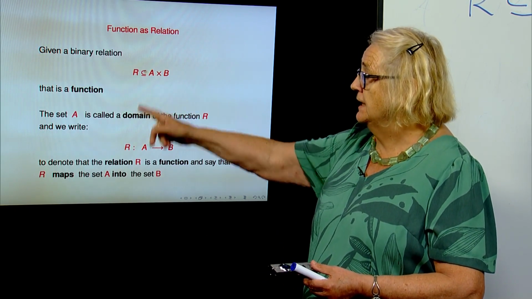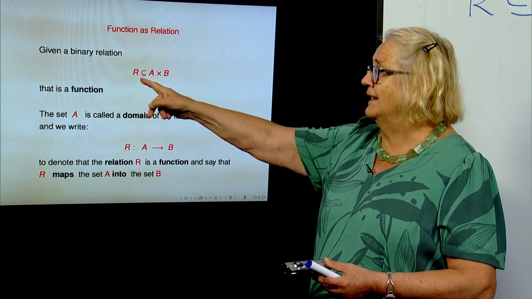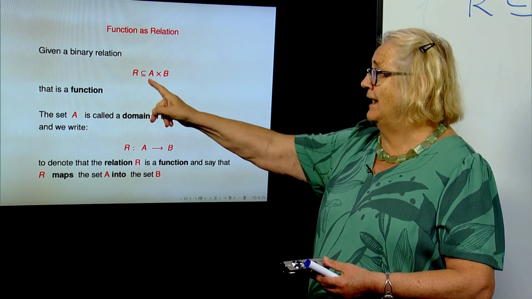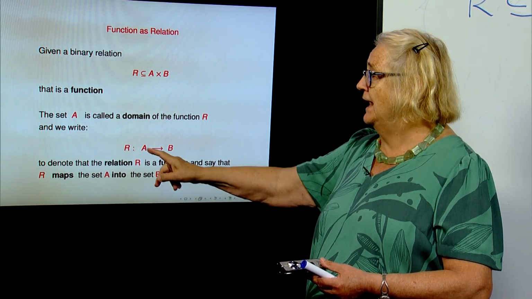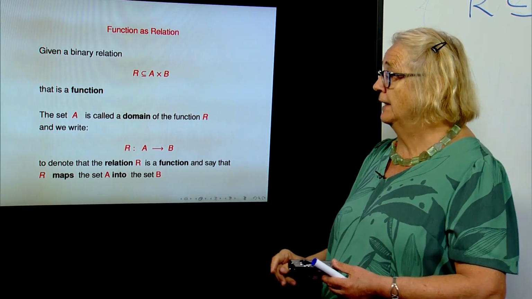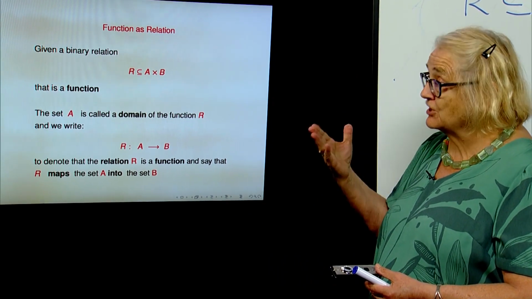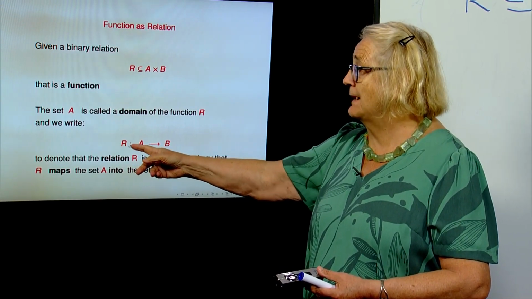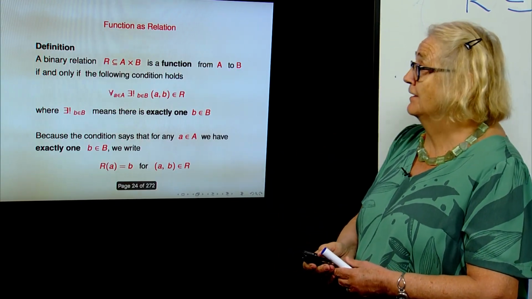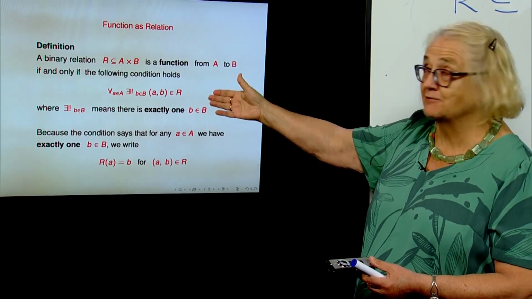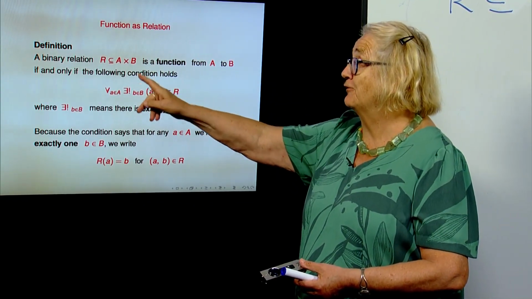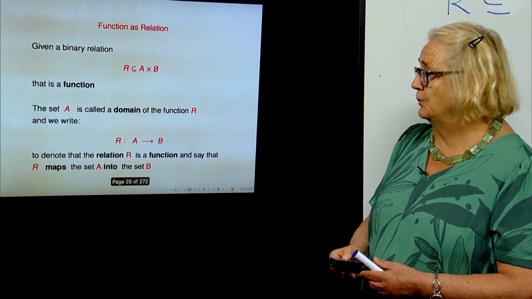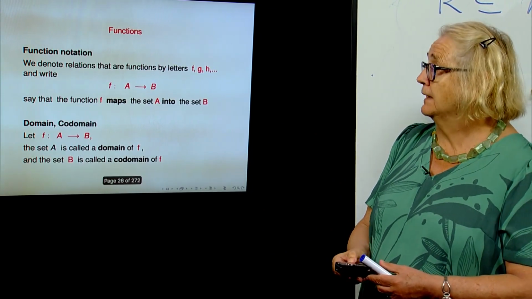So a relation, which is a set from A to B, A is called the domain of the relation, and B is called the codomain. And if it is a function, we write that this function maps set A into B. And what does it mean? A relation is a function if for any element a of A, there is exactly one b such that (a, b) is in the relation. So that's why you write R(a) equals b.